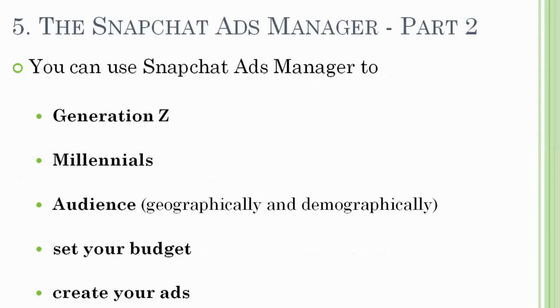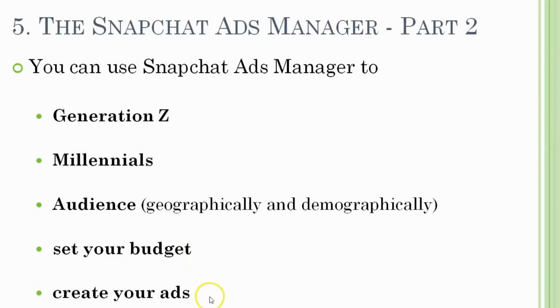Now that you're in this ad manager, this is what you can set up. Now you must keep in mind that the demographics for Snapchat are what we call Generation Z and the millennials. Okay, this is the age group. This is the target. This is the audience of Snapchat. Those that are in their teens, 20s, and mid-30s. So you need to know your audience. You need to know what they like and what they don't like. You need to set your budget up.